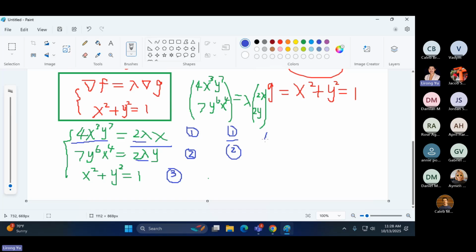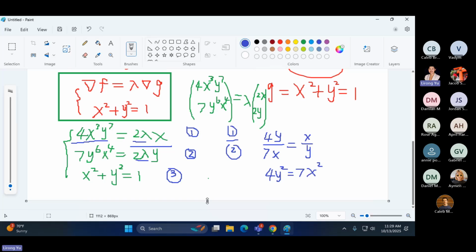So 4 over 7, x cubed over x to the 4. So we have x canceled. So the x is left in the denominator. Y to the 7 divided by y to the 6, we have a y in the numerator. So that is the division of the left side of equation 1 and equation 2. On the right side of equation 1 and equation 2, the 2 lambda cancel, we have x over y. Okay, and then that's what we have. And then you cross multiply, we say that 4y squared equals 7x squared.